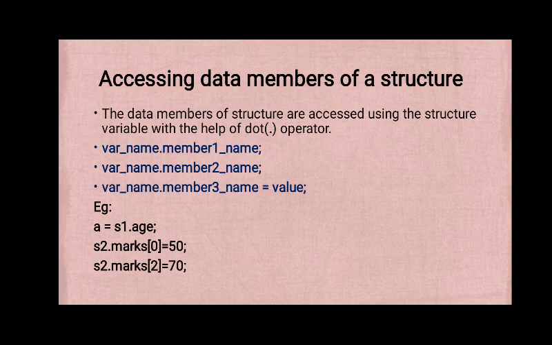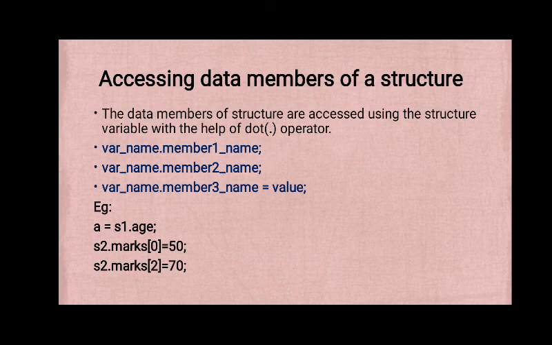Next is, you have to access the data members. So you have individual data members. Inside the student, you have a data member for storing the age, then a data member for storing the name, and a data member for storing the marks. To access each of these individual values, you have to use the dot operator. Dot is the operator that is used to access each of the member names.